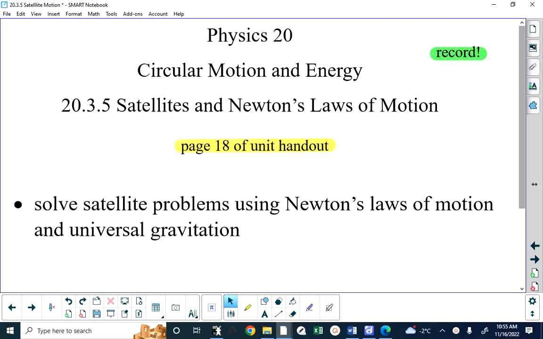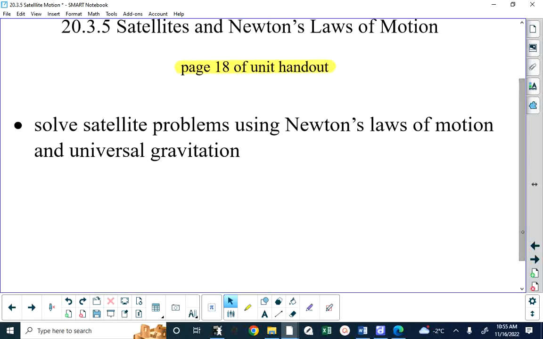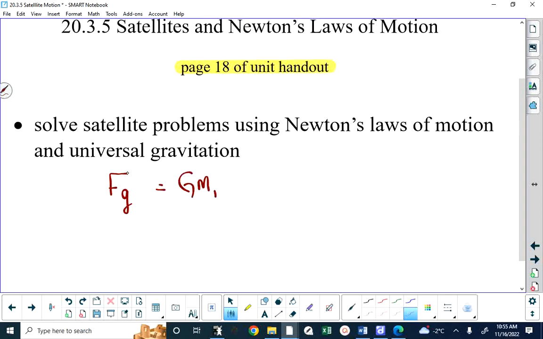We're going to be using Newton's laws of motion and also using universal gravitation, which, to remind you, is simply that the force due to gravity between two objects has a magnitude that can be found using the product of the masses multiplied by the universal gravitational constant divided by the distance from center to center squared. The law of motion specifically that we're going to be using here in terms of Newton is F net equals ma.